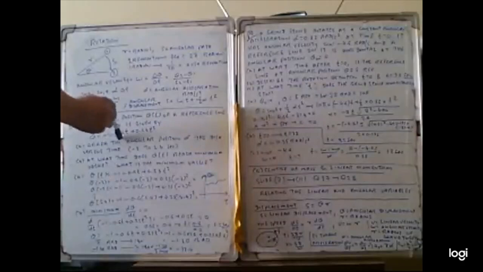And the other part is the minimum. The minimum occurs where d theta by dt is equal to 0. That means you have to differentiate: minus 1.00 minus 0.6 t plus 0.25 t squared, and differentiate it.